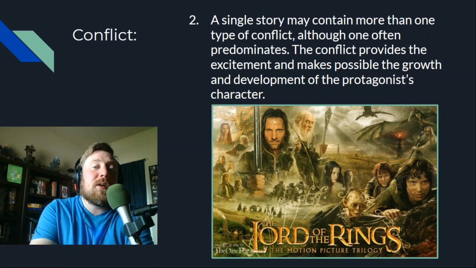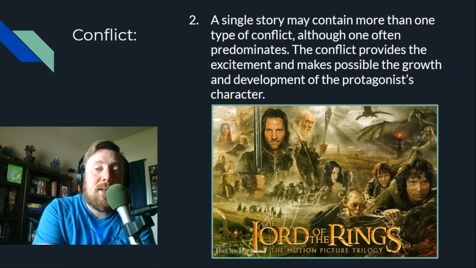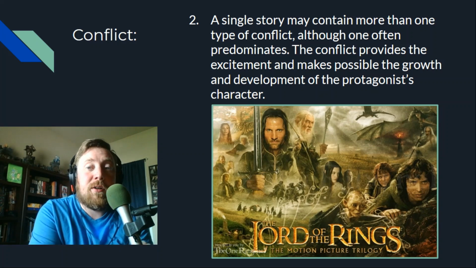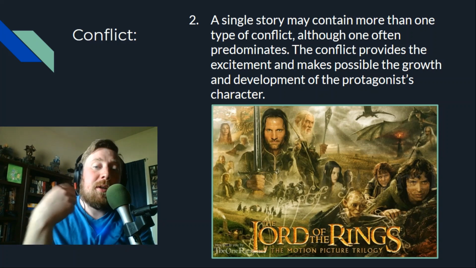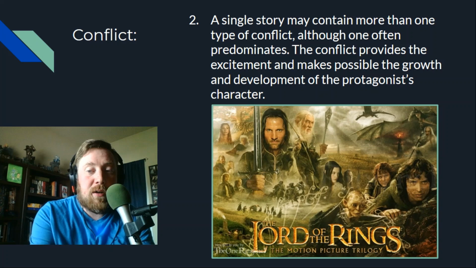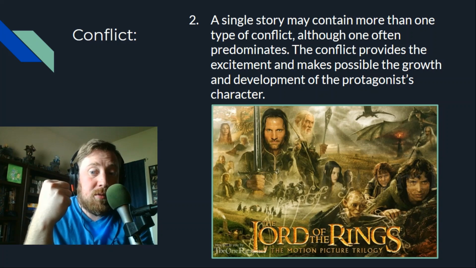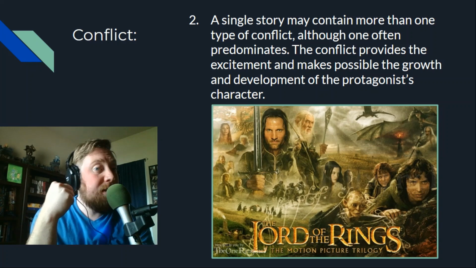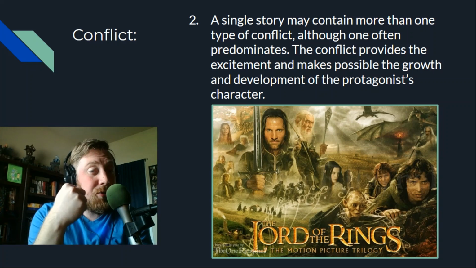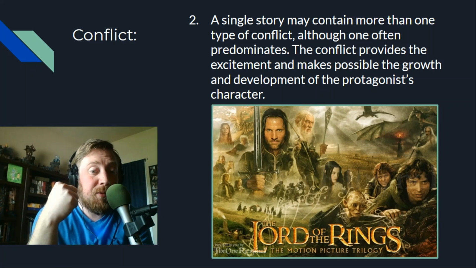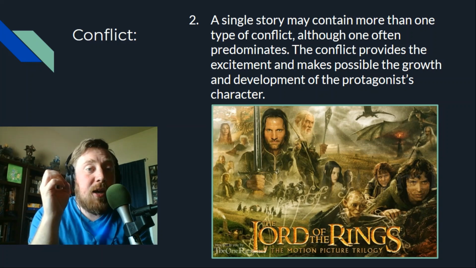Just another point on conflict. A single story may contain more than one type of conflict, although one often predominates. Okay? So, whenever we look at Lord of the Rings, we have multiple different conflicts, right? We have the one conflict, good versus evil, right? And within that good versus evil, we have to destroy the ring, otherwise, evil will prevail. Okay, but within that, you have multiple conflicts.